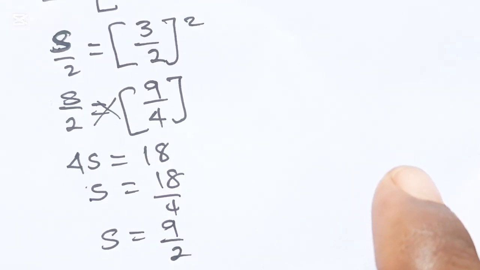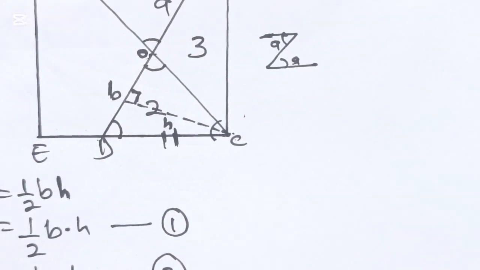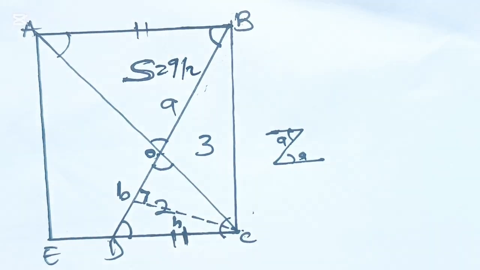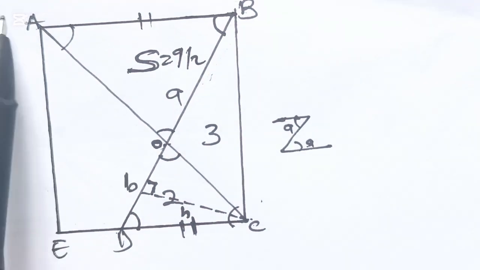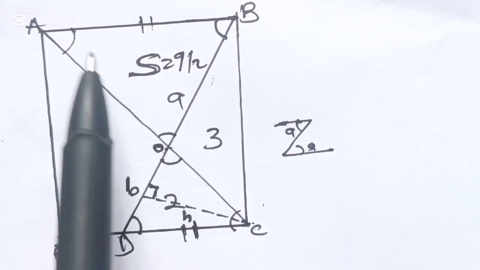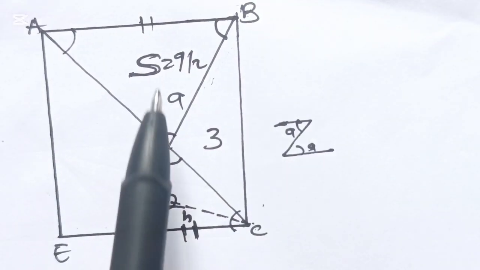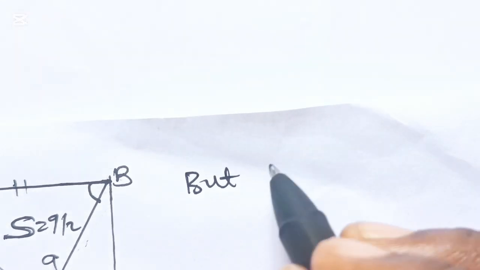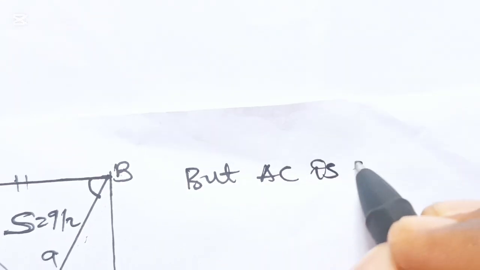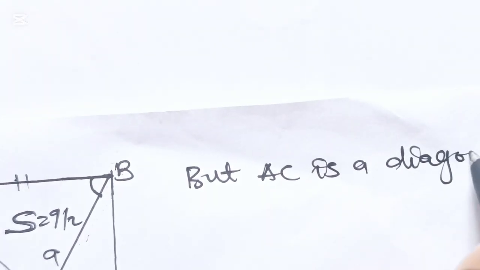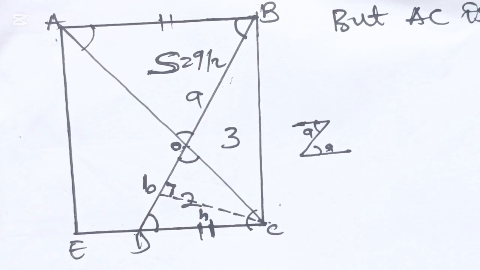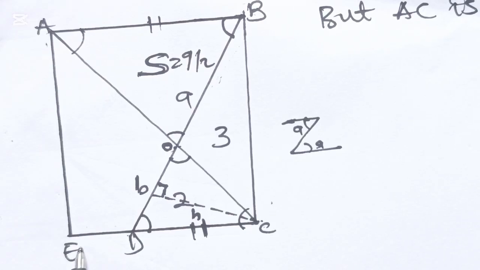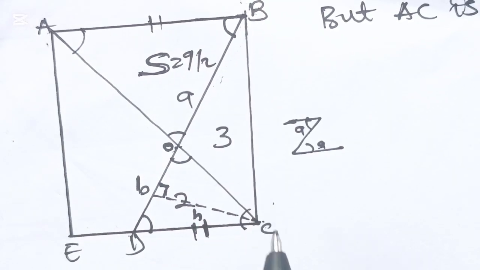Now we have gotten S. That is the area of this portion, 9 over 2. Now I want you to look closely. You can see that AC is the diagonal of this shape. AC is the diagonal, and that means that the area of triangle ACE is equal to the area of triangle ABC.